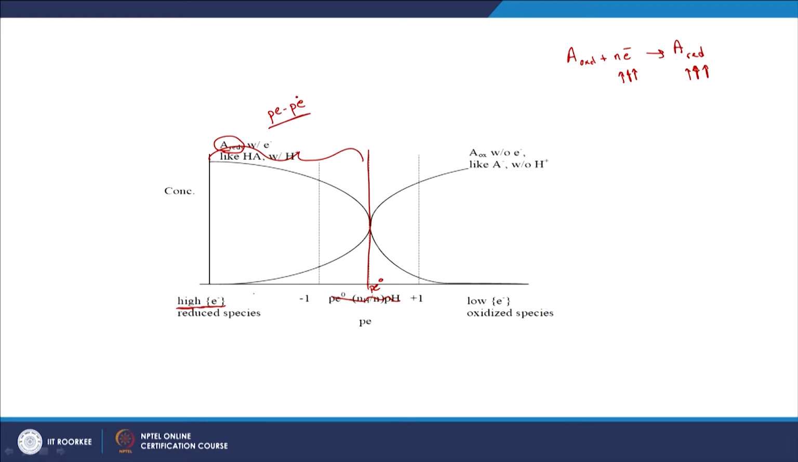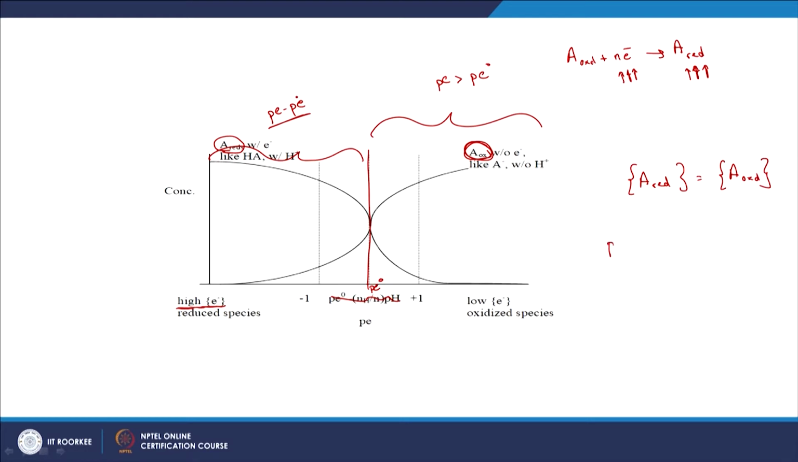So, that is obviously the take home message here, and similarly in the region where Pe is greater than Pe naught, when Pe minus Pe naught values are high, what do you see? You see that the A oxidized form would predominate. So when would the activity of A reduced be equal to the activity of A oxidized?